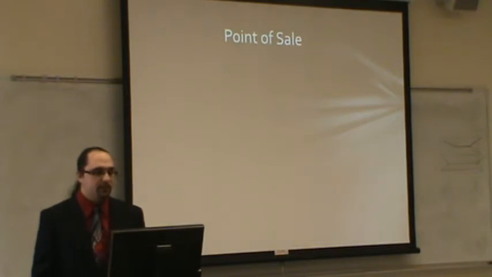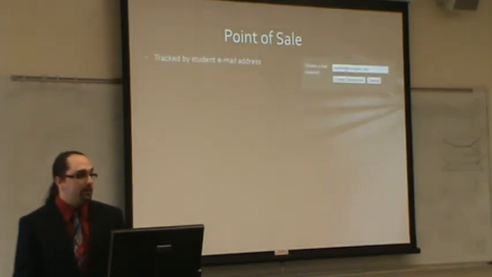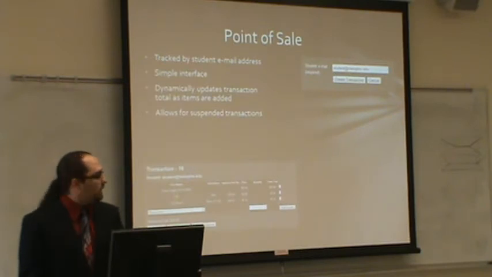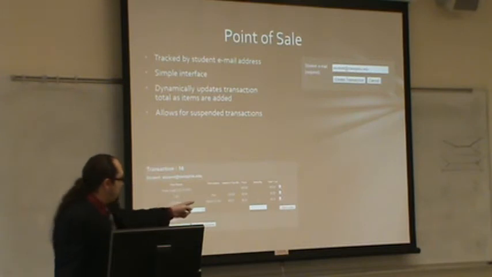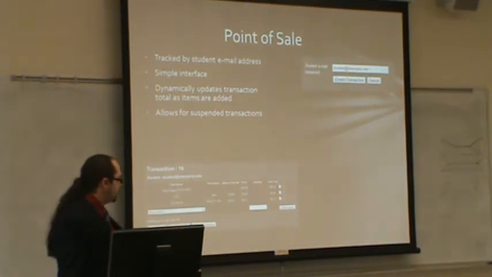The point of sale system begins with taking the student's email address and entering it in. After that, it passes you to an interface that allows you to select parts from a drop-down list and enter a quantity, and you can keep adding parts in. And you can suspend transactions if you need to. As I said, canceling it will return all of these.